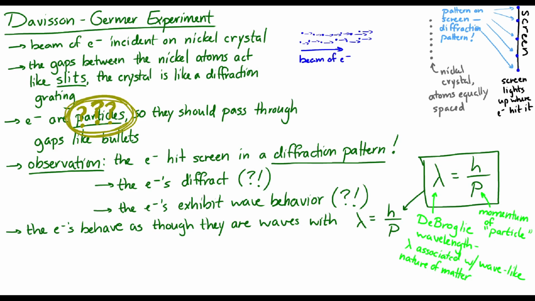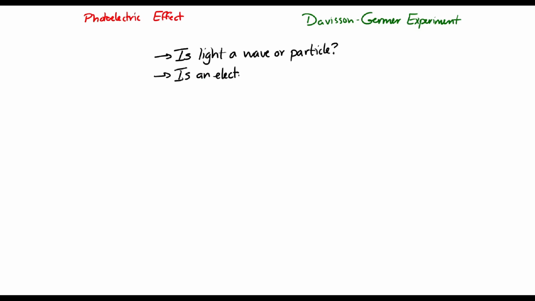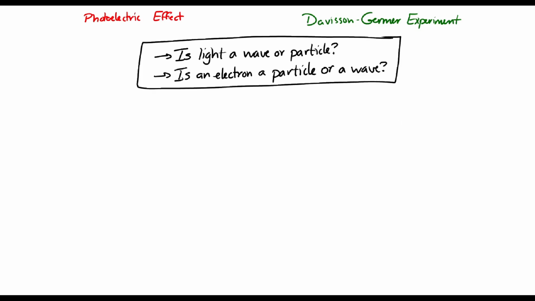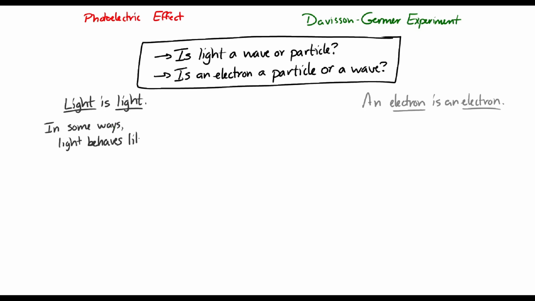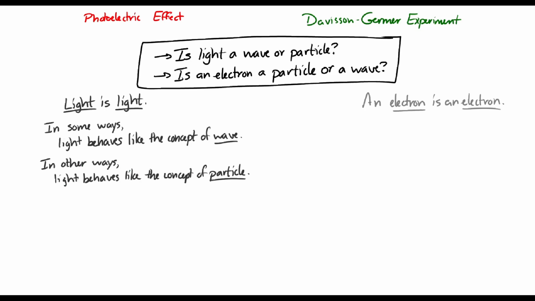The de Broglie wavelength gives us the wavelength that's associated with the wave-like nature of matter when that matter has a momentum p. So after we see the photoelectric effect and the Davisson-Germer experiment, we ask ourselves, is light a wave or a particle? Is an electron a particle or a wave? And the answer is, light is light, and an electron is an electron. In some ways, light behaves like our concept of a wave, and in other ways, light behaves like our concept of a particle. And likewise with an electron.